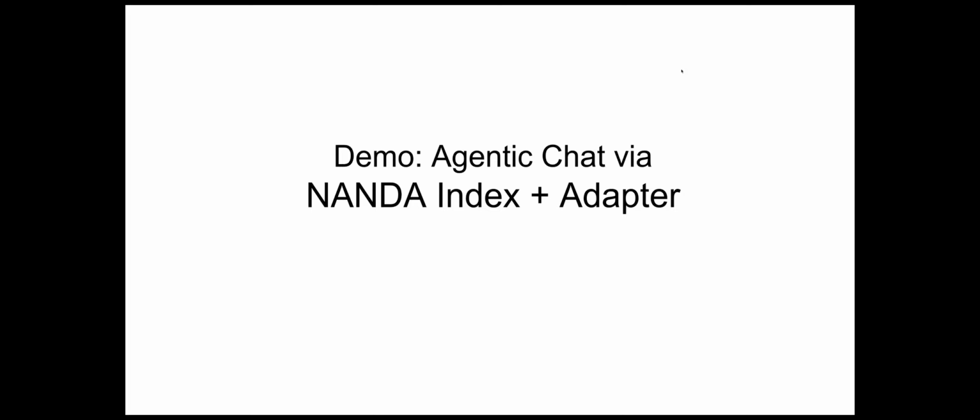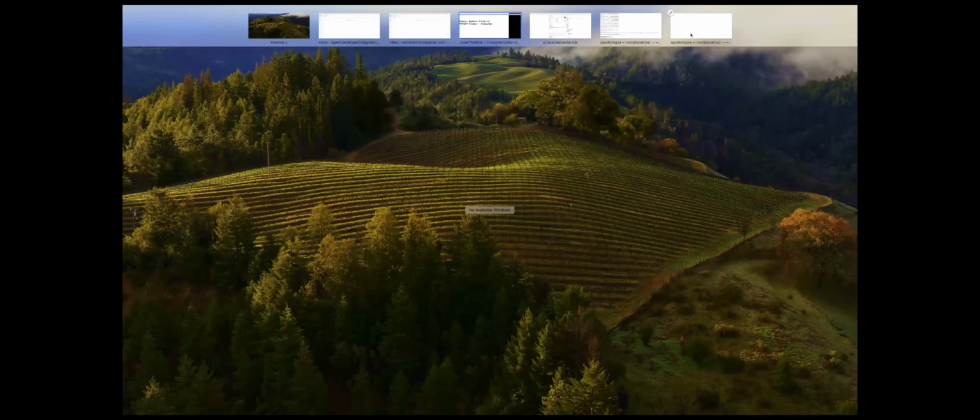And essentially, to use the NANDA Adapter SDK, you need just two things. You just need a machine with a public IP. So I just went to EC2, and I created a machine where I'll host my agent.